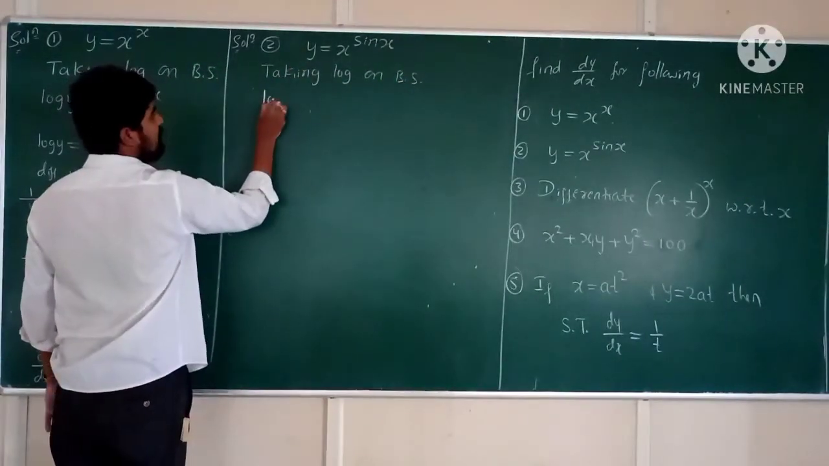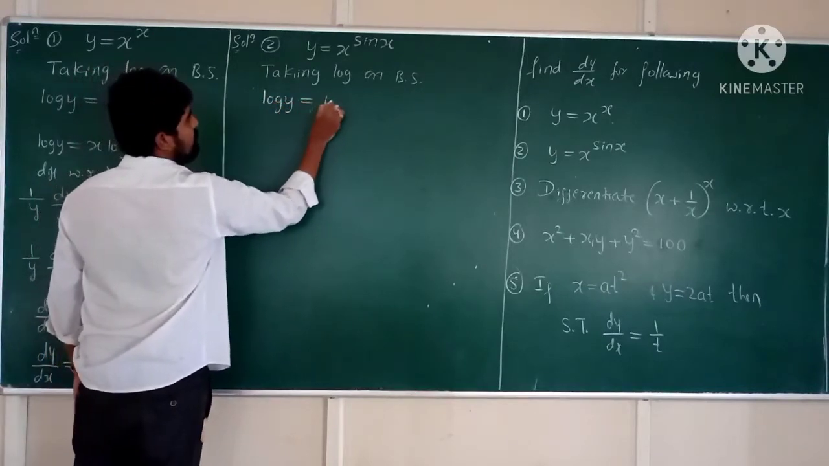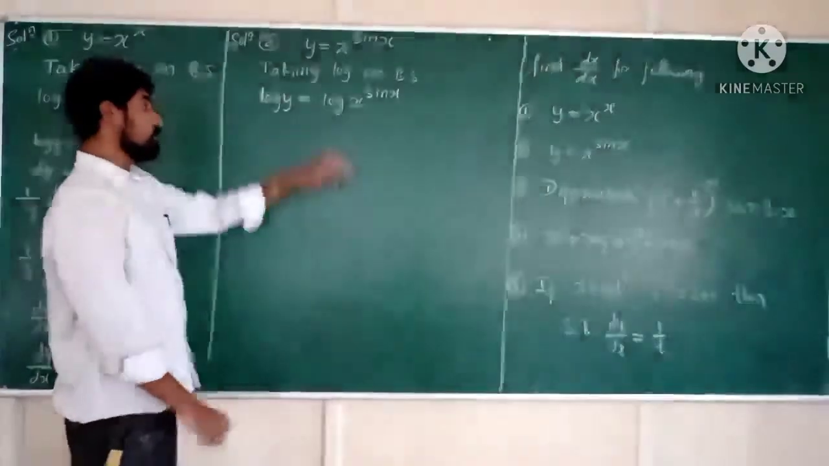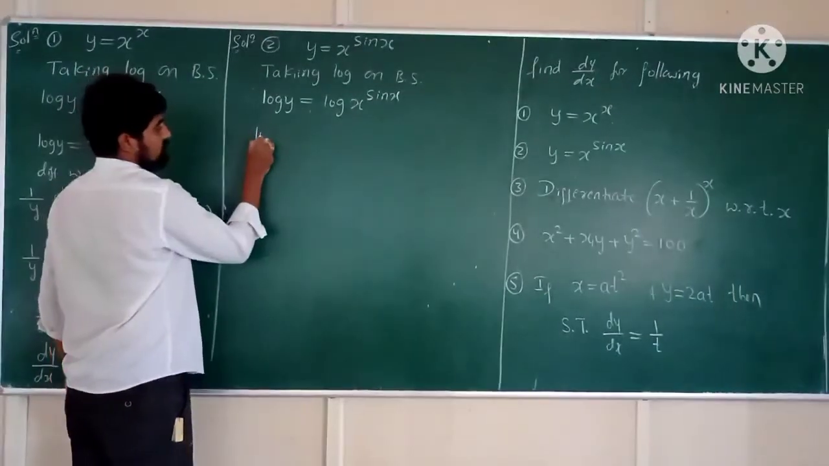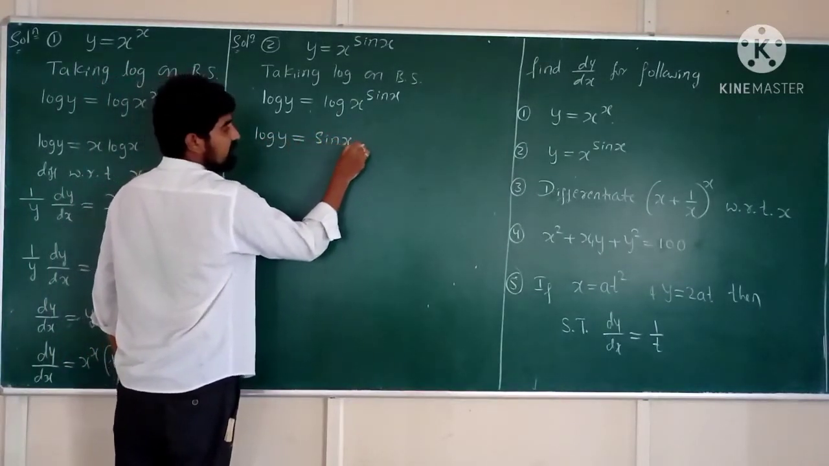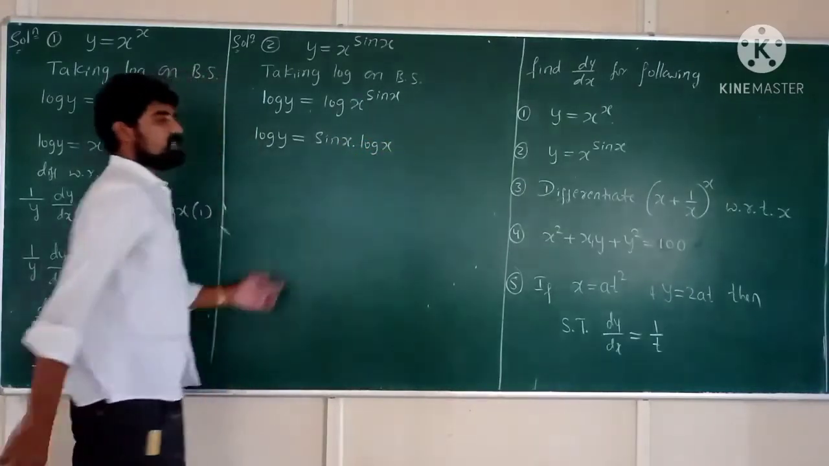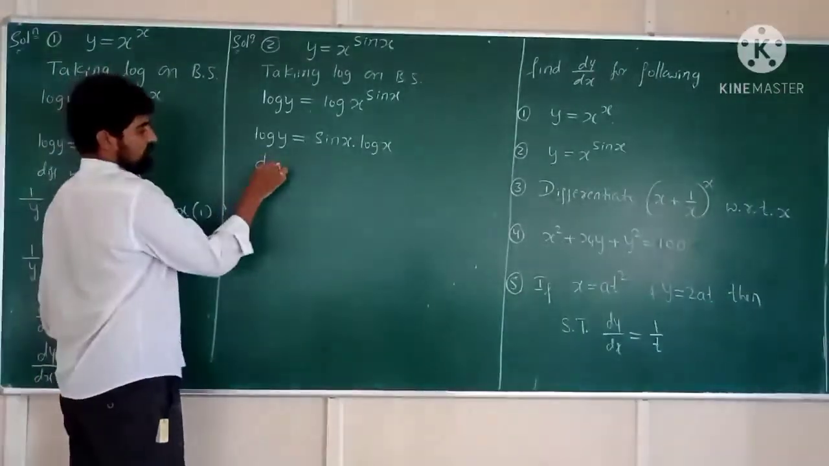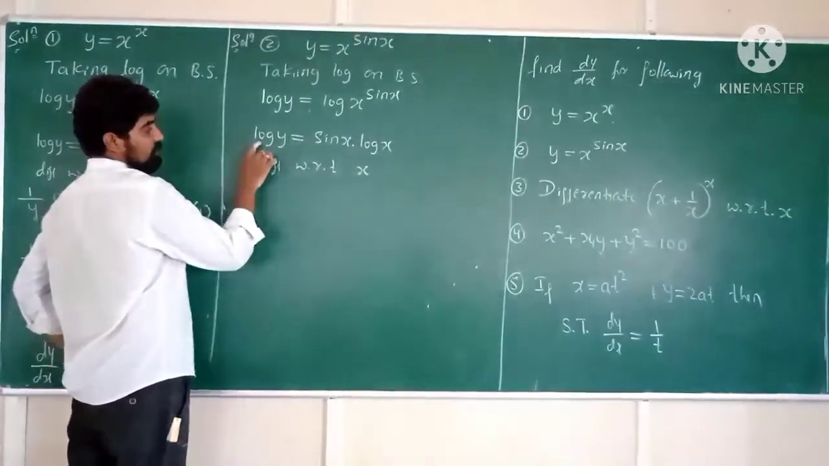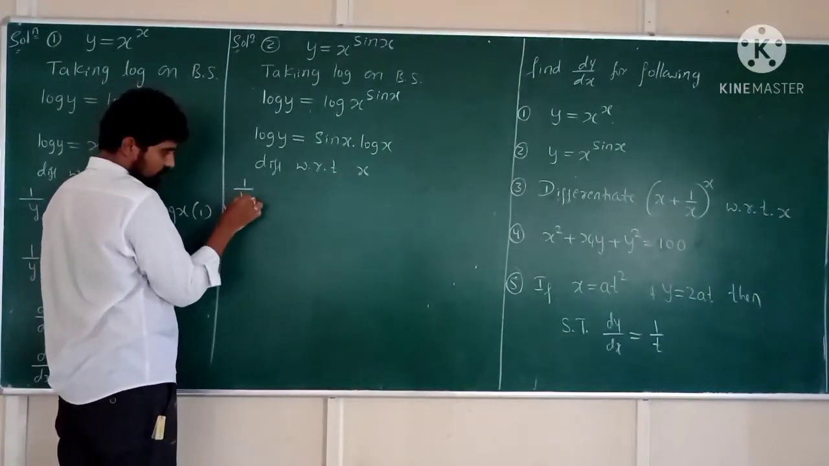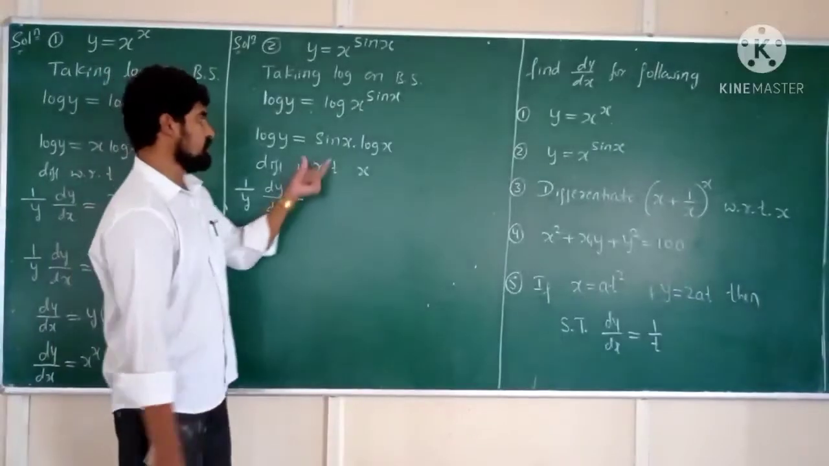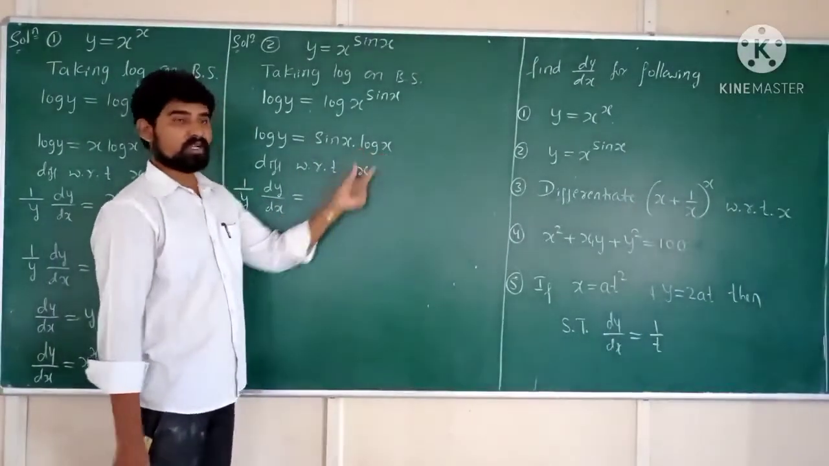It becomes log y is equal to log of x power sin x. Then by using the properties of log, this can be written as log y is equal to sin x into log x. Now we can easily differentiate this. So differentiate with respect to x. The derivative of log y with respect to x is 1 by y into dy by dx, equal to the derivative of sin x into log x, we need to use the product rule.